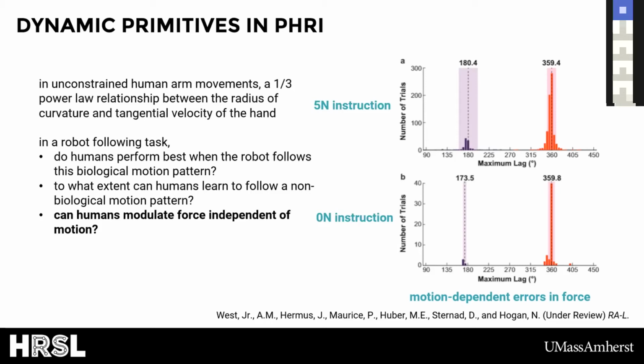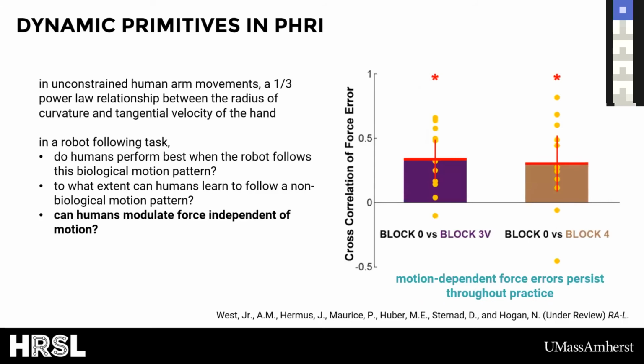And in fact, this was found not only in our 5 Newton instruction experiment, but also in our 0 Newton instruction experiments described earlier. So again, these force errors are motion dependent. And what's also very interesting is that these motion dependent errors persist throughout practice. So here we took a cross correlation of force errors from the very first time humans even touched the robot in this experiment to some of the later blocks. And as you can see, there's actually a statistically significant cross correlation of those force errors.